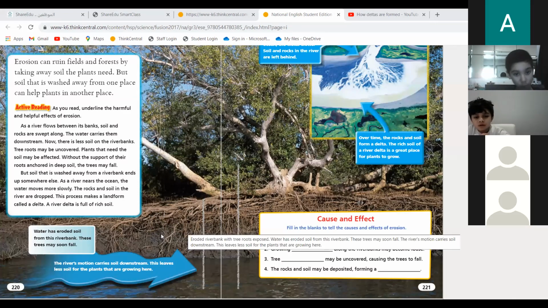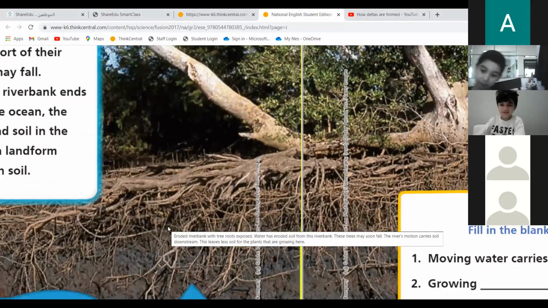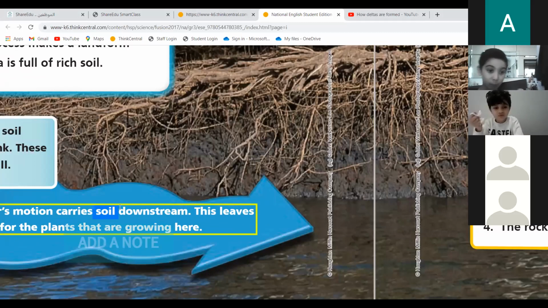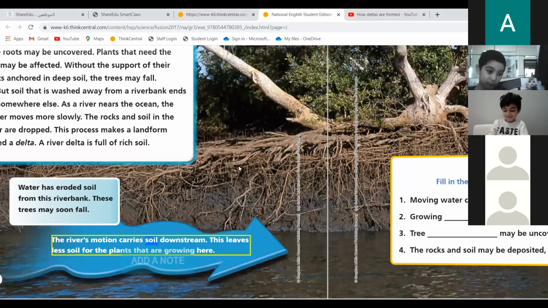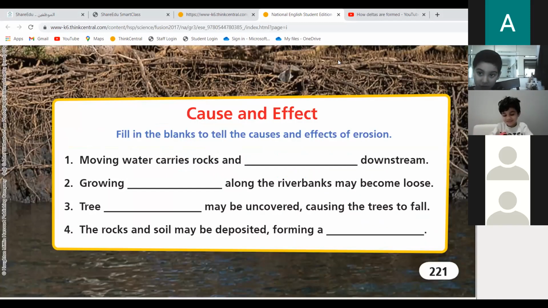How are the roots out? Because the water took away what? The roots did what? Yes, soil. So moving water will carry out what? Rocks and soil. Excellent, soil.